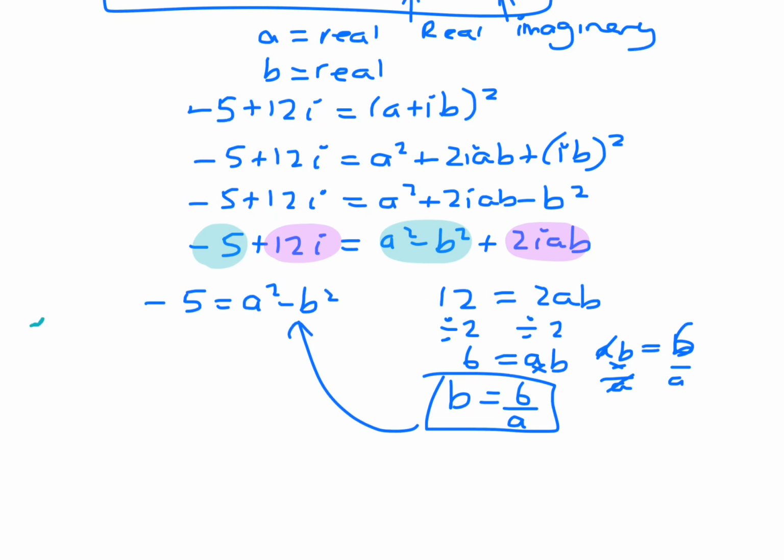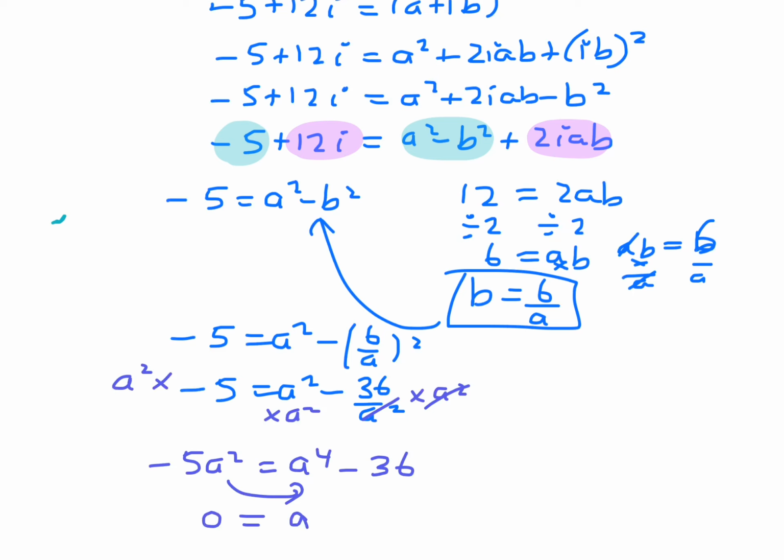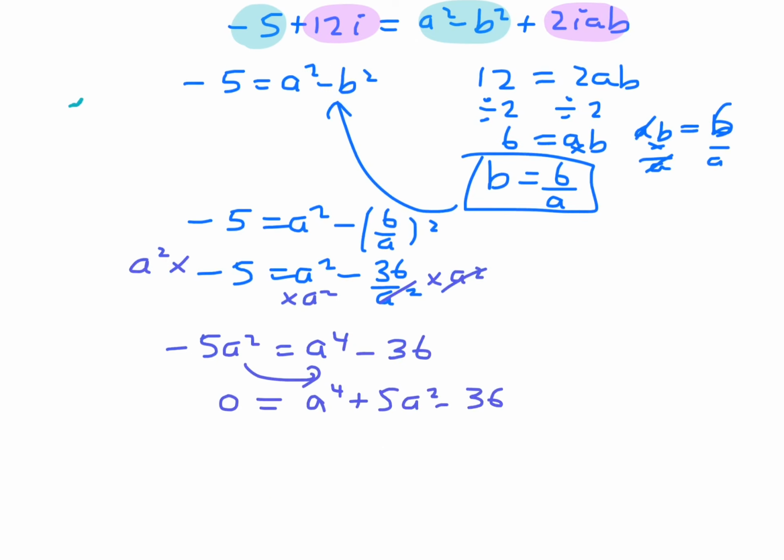Then if you take this and sub it into the other one, then you have 5 equals a squared minus 6 on a squared, so 5 equals a squared minus 36 on a squared. If you multiply throughout by a squared, 5a squared equals a to the 4 minus 36. If you bring everything then to the one side, you have a to the 4 minus 5a squared minus 36.